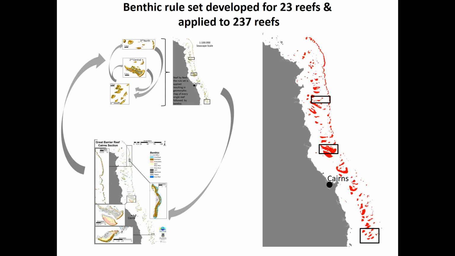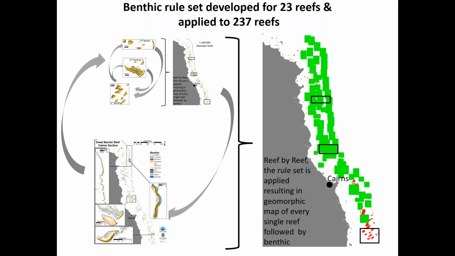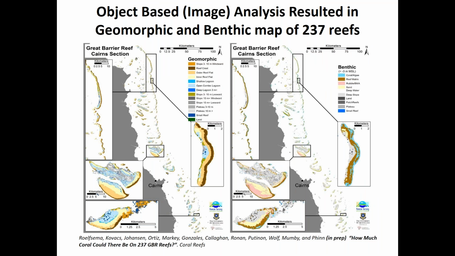The same was done with the benthic approach. Once the geomorphic worked, we tried the same way with the benthic. And also there, on a reef by reef basis, the benthic composition was mapped for the 237 reefs. So we used 20 reefs of field data to map 237 reefs. And we were able to map these two types of benthic and geomorphic maps for them, using also water depth and in this case Landsat imagery.